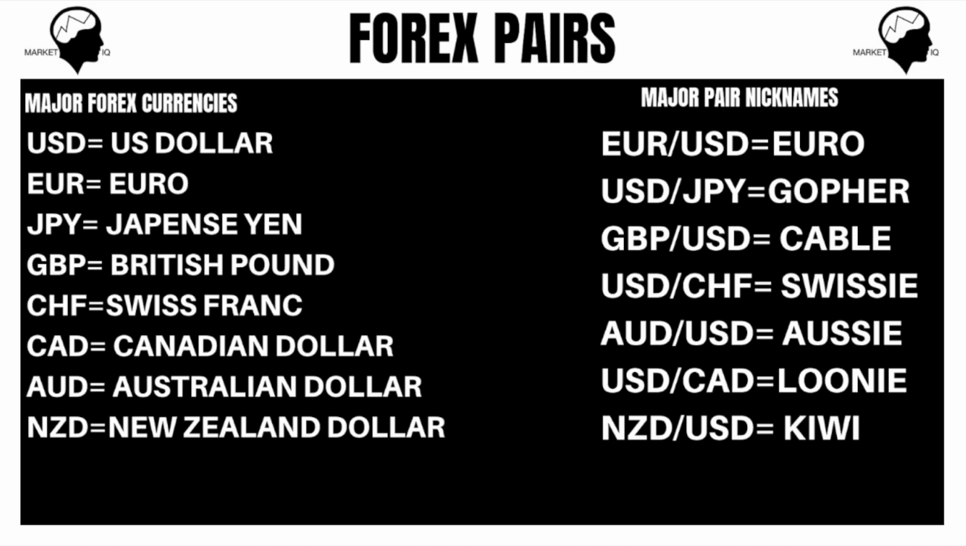So as you can see on the image on the screen, we have two columns. The left column is a list of all the major Forex currencies, and on the right are their nicknames. Now, the left column is definitely something you need to write down and be able to recite without your notes. The nicknames aren't as mandatory, but it is good information to know. So take a minute and write these down.